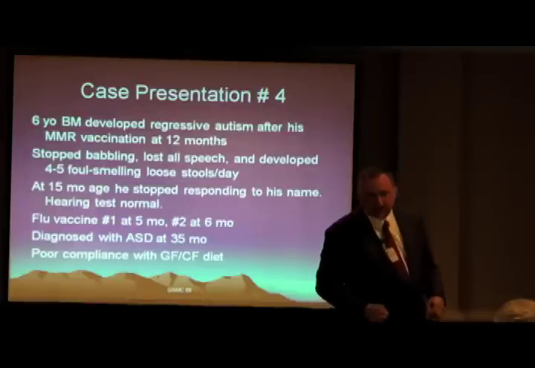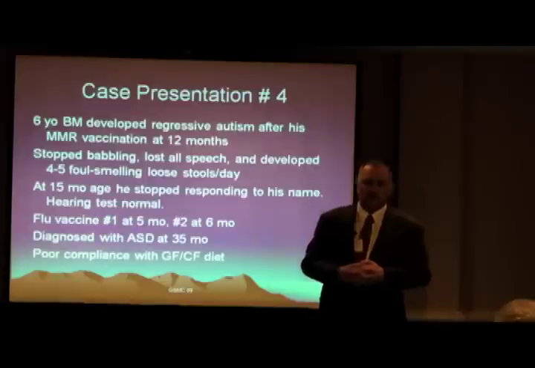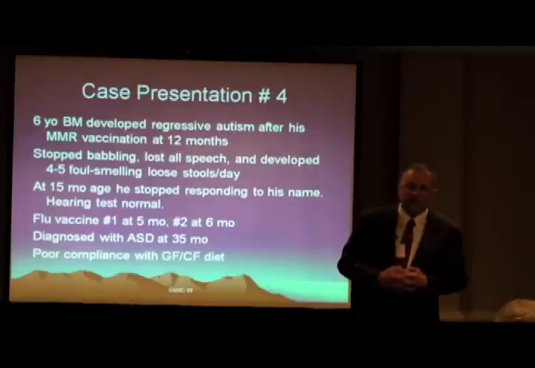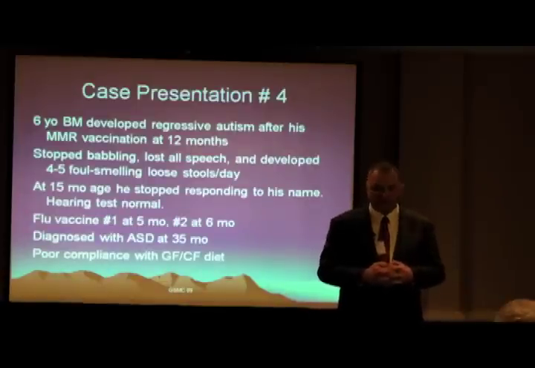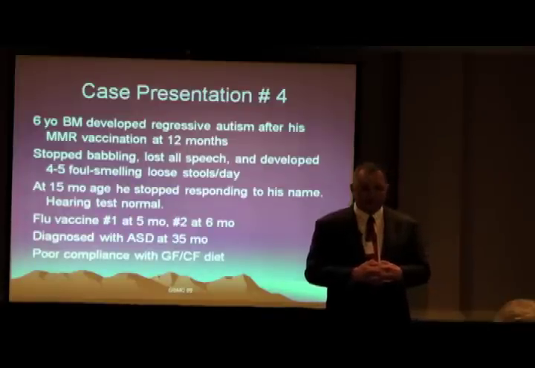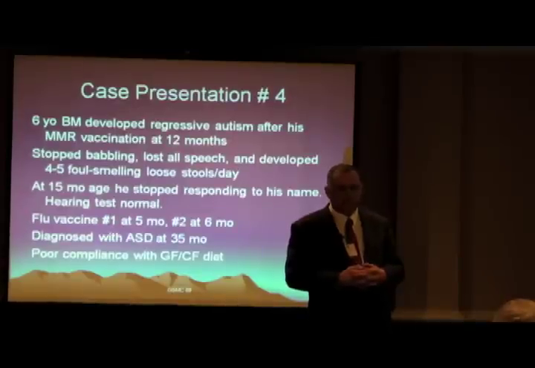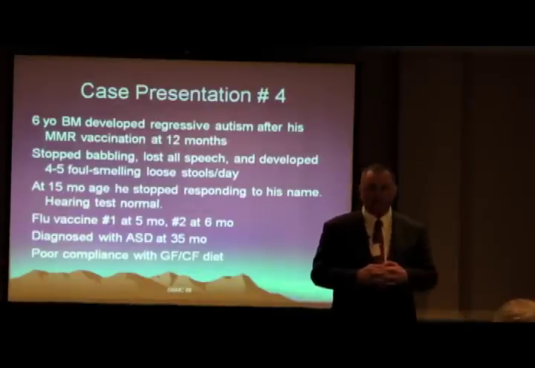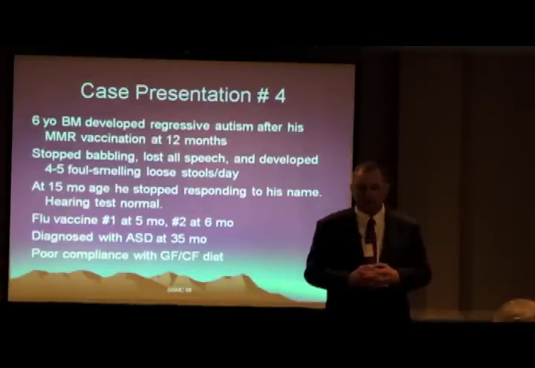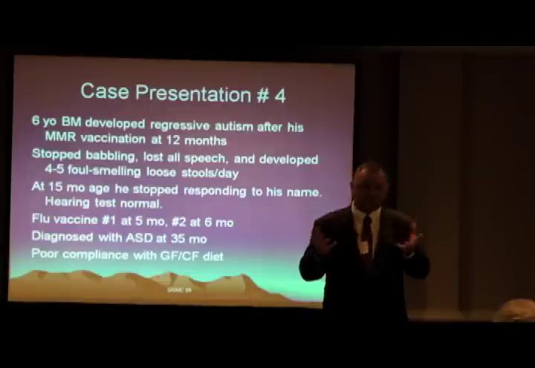The fourth case is a 6-year-old black male who developed regressive autism after his MMR vaccinations at 12 months. He promptly stopped babbling, lost all of his speech, and developed 4 to 5 foul-smelling loose stools per day. At 15 months, he stopped responding to his name. His hearing test, of course, was normal. That's the first thing I always check.